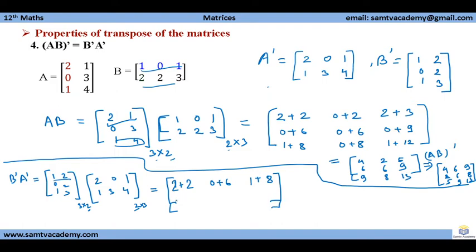Similarly, next 2 zeros are 0, plus 2 2s are 4. Next, sorry, one second: 2 zeros are 0 and 2 ones are 2. Next, 2 zeros are 0, 0 into 0 plus 2 6s are 12. Next is 0 into 1 plus 2 4s are 8.